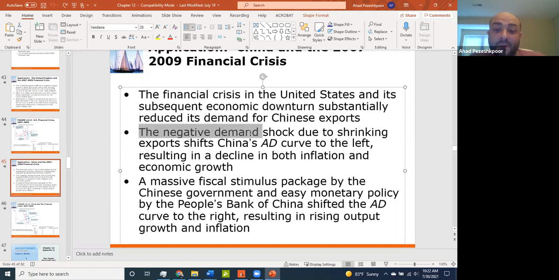A negative demand shock due to shrinking exports shifted China's aggregate demand curve to the left, resulting in a decline in both inflation and economic growth. After that, a massive fiscal stimulus package by the Chinese government and easy monetary policy, like lowering interest rates, trying to cause inflation, by the People's Bank of China.